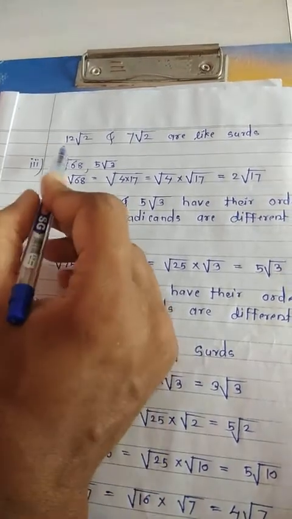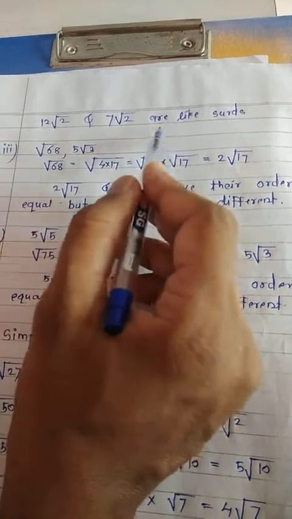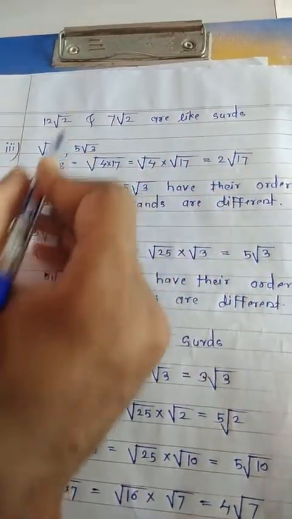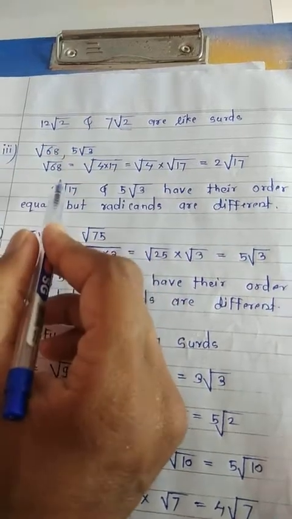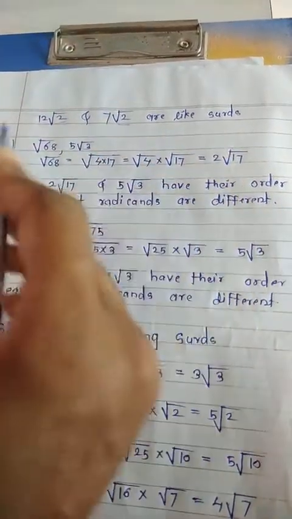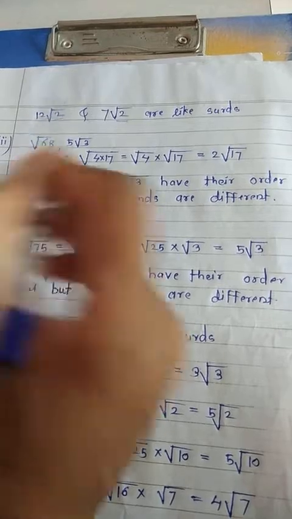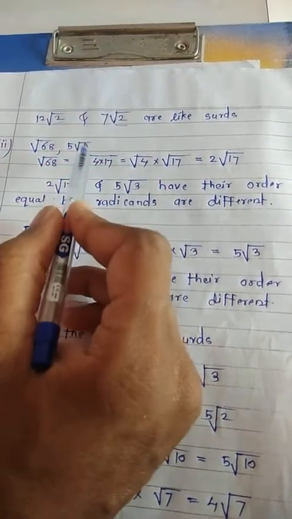So the 12 root 2 and 7 root 2 are like surds because here the radicand is 2 and 2, both are the same. So we have to call them like surds. Like surds depend on the comparison; the radicands must be similar here.